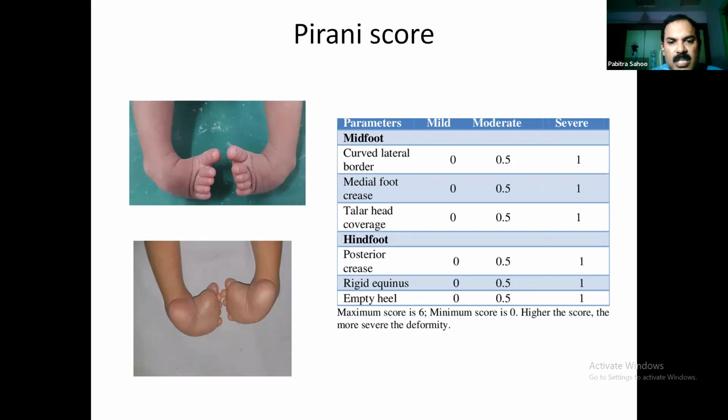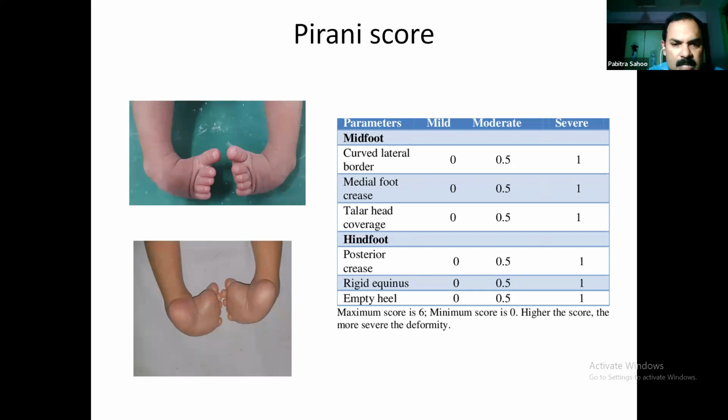Then rigid equinus. You try to correct the foot equinus. If you are correcting fully, then it is mild, or 0. If it is maximum coming up to plantigrade, not going to dorsiflexion, then it is 0.5. If it is not coming at least to plantigrade, that means it still remains plantar flexed even by passive correction, then it is severe, or graded as 1.